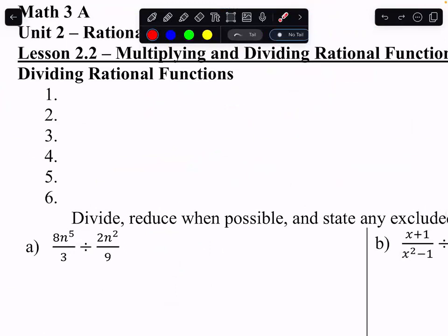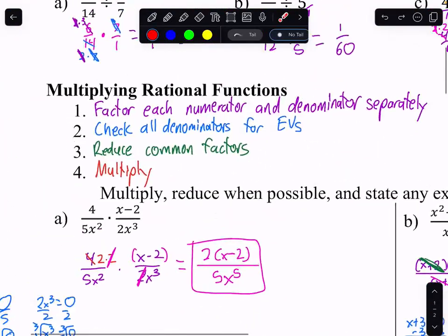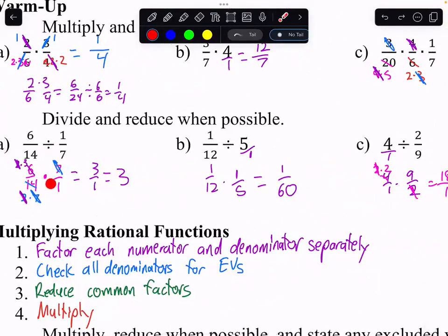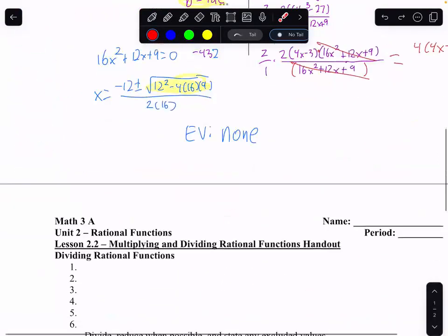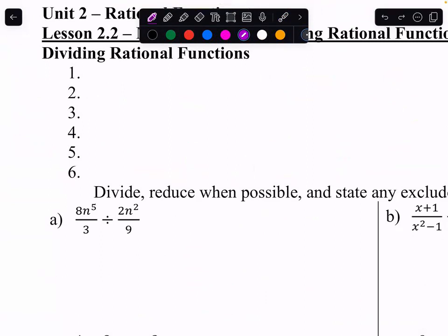Okay, so we did multiplying, now for dividing. The good news is, just like we saw in the warm-up, the way we divide fractions is you turn it into multiplication. So we're gonna get to reuse most of the steps from earlier, right? We just gotta change the division to multiplication. But there are some things we need to be aware of. We're gonna start the same way though.